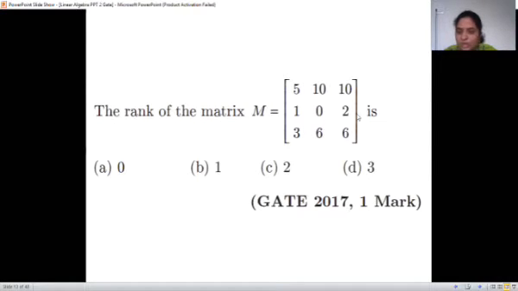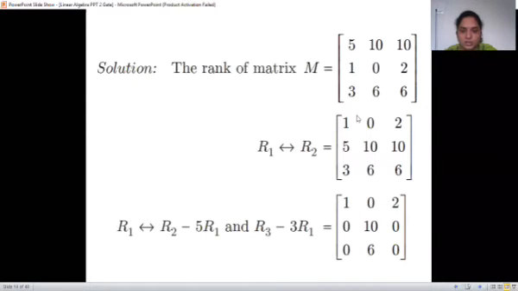So the whole row will not be 0. So there will be 2 non-zero rows. So rank will be 2. Just see. They have solved it. That is, firstly row interchange and then 5, 10, 10 and 3, 6, 6. Then operating row operations, that is from R2 we have subtracted 5R1 so that it is 0, and from this subtract 3R1 so that it will be 0, and while doing this we'll get such a thing.